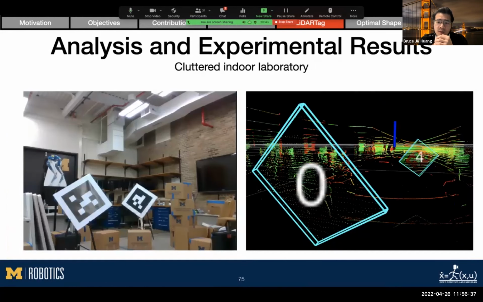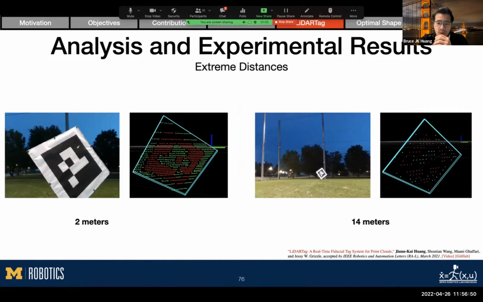Next, we bring the tags indoors and intentionally stack boxes around so that the scene is cluttered. On the right are the detection result and decoding result again. This shows the extreme distances of the system. Again, you see the sparsity of the point cloud at different distances.